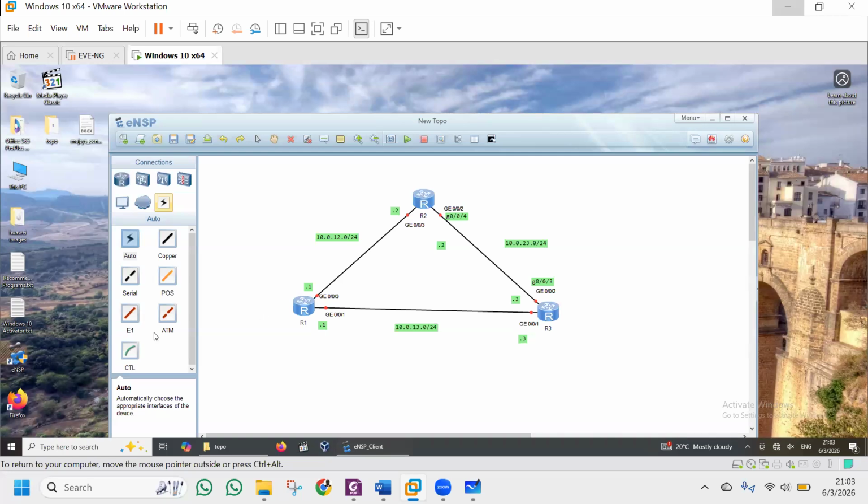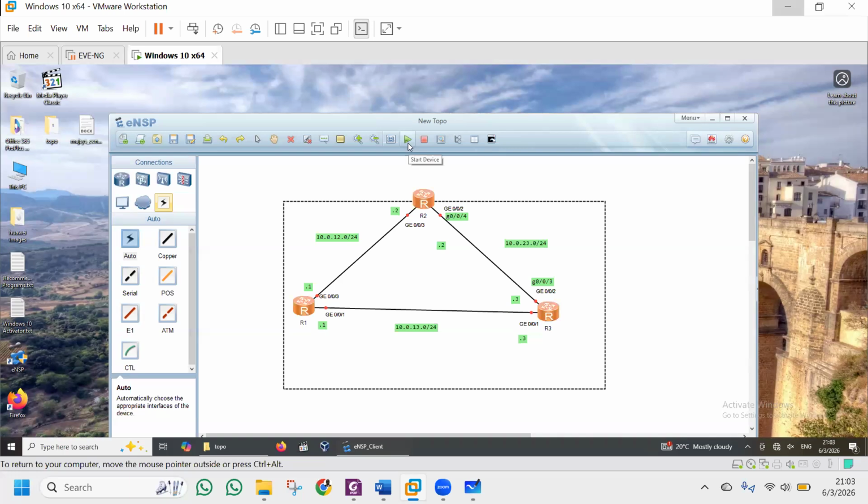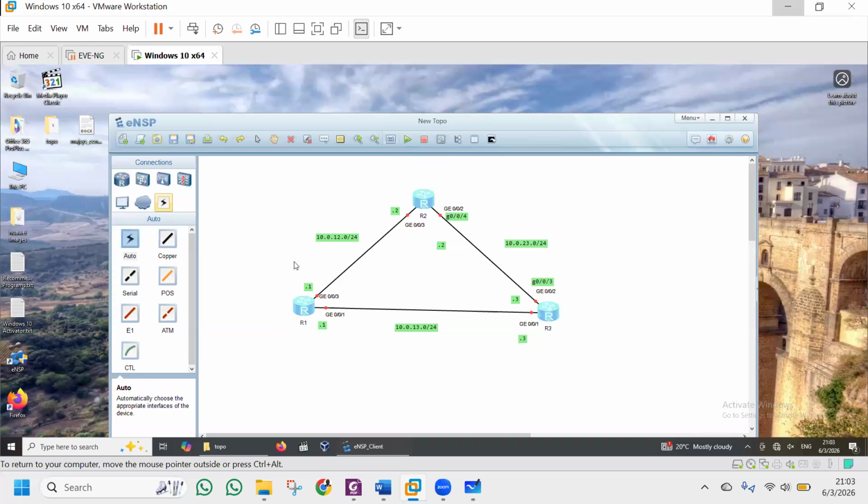Now to the configurations. For R1, all of them are off, so let me switch on my devices. This is exactly what you're going to be doing as well. I'm going to submit this file just to make sure everyone has done it. All right, my devices, I think they've started.